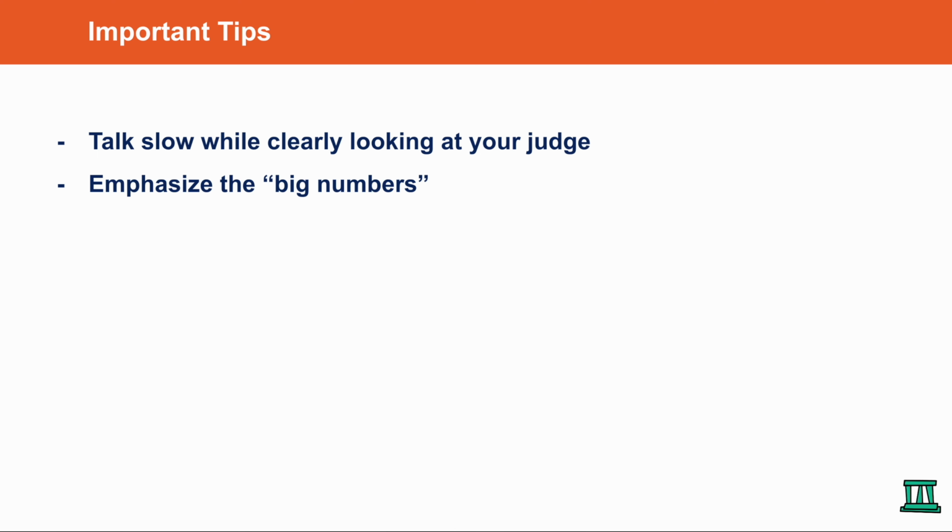The second thing that you should keep in mind is to emphasize the big numbers. Some examples of big numbers include statistics, percentages, or even big quantities in general. Now, these big numbers are very important for you and your case, because if you have these big quantities, it tells the judge what part of your case is specifically important. But if you don't emphasize these numbers, then the judge will most likely miss them. So it's important to look at your judge and clearly emphasize why these big numbers matter.